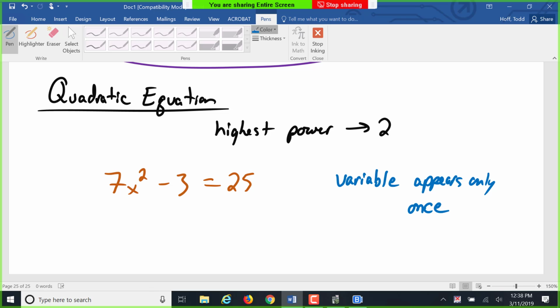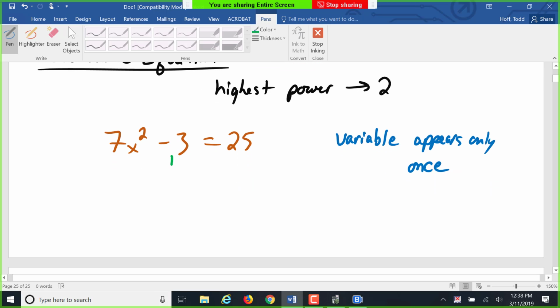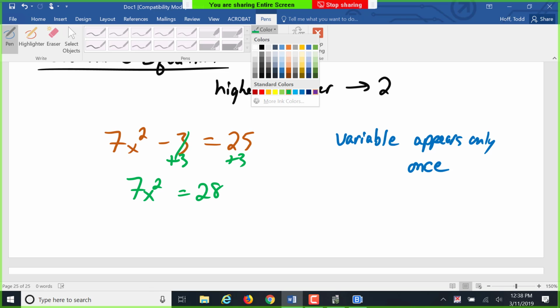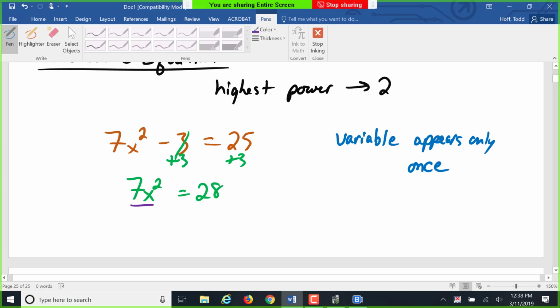we can go ahead and just solve the equation. In other words, we look at how it was put together and we take it apart. This equation was put together, x was squared, then it was multiplied by 7, and then the 3 was subtracted. If I wanted to take it apart, what would I have to do? We would add 3, right? 7x squared is 28. What could we do from there? Divide by 7. So x squared equals 4.